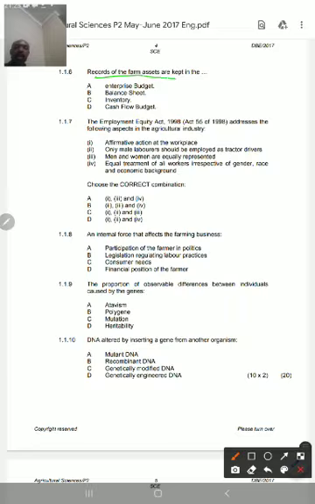Yeah, records of farm assets. Assets are all the buildings, the machinery, the equipment, and all those things that are on the farm. They are recorded in, okay.